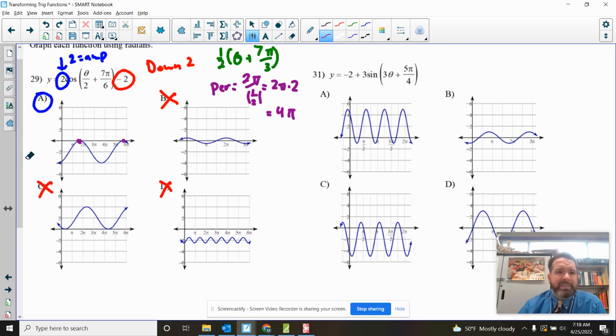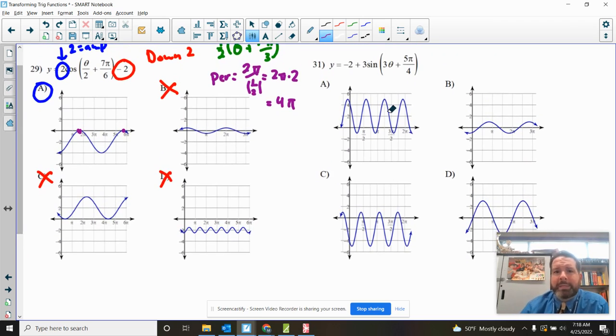Okay, and then this last one, again, let's not work harder than we have to. First off, I like to check my midline. So once again, I should have a midline at -2, which means my only option here is C. Right, that was nice and easy. Let's just do a quick check, though. Make sure some other stuff checks out. So I'm looking in front of the sine. I see a 3. That means my amplitude should be 3.